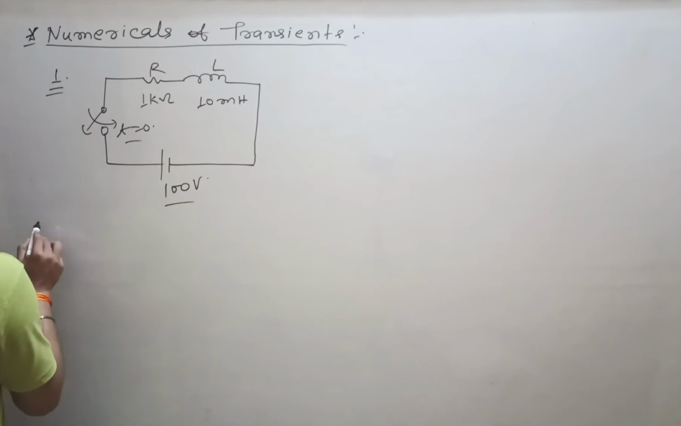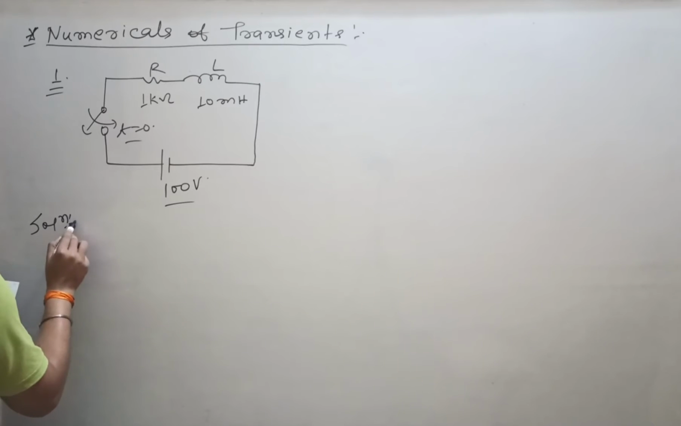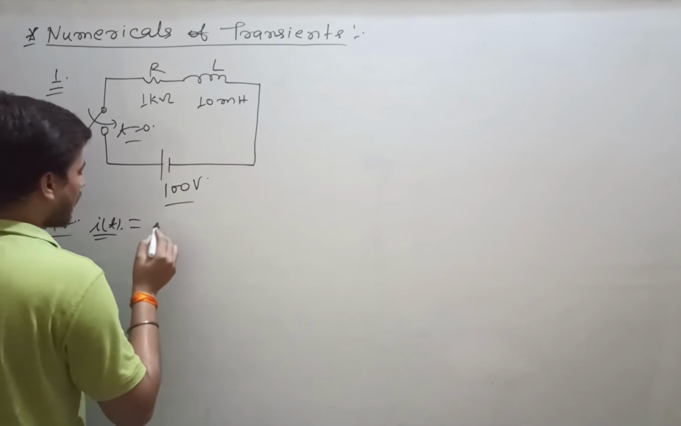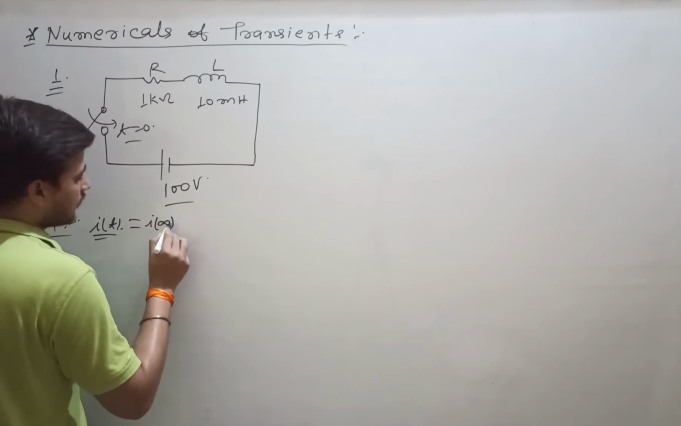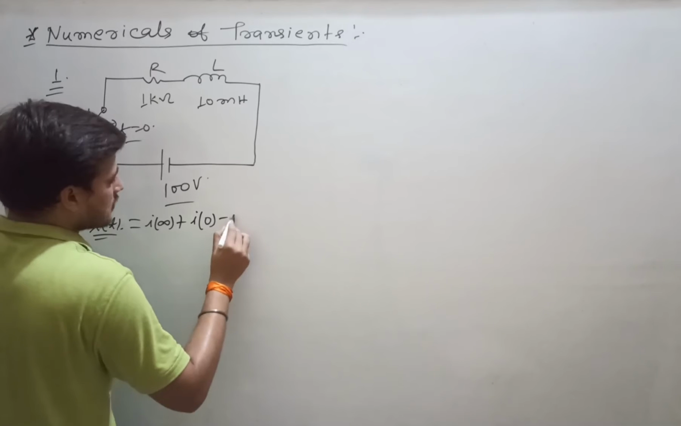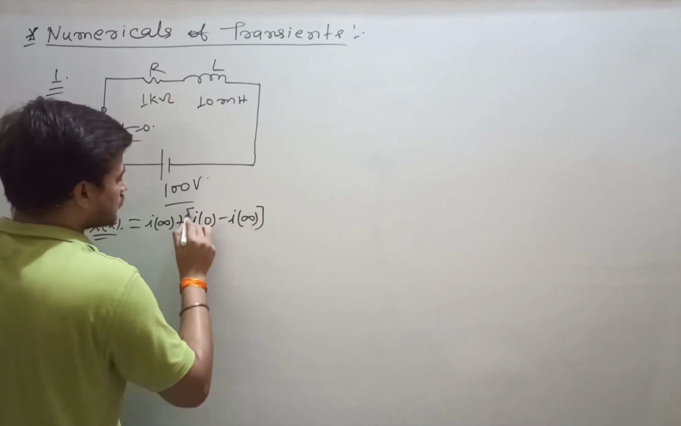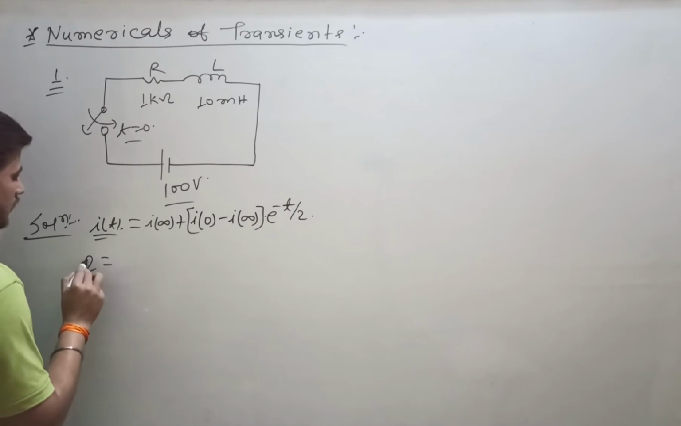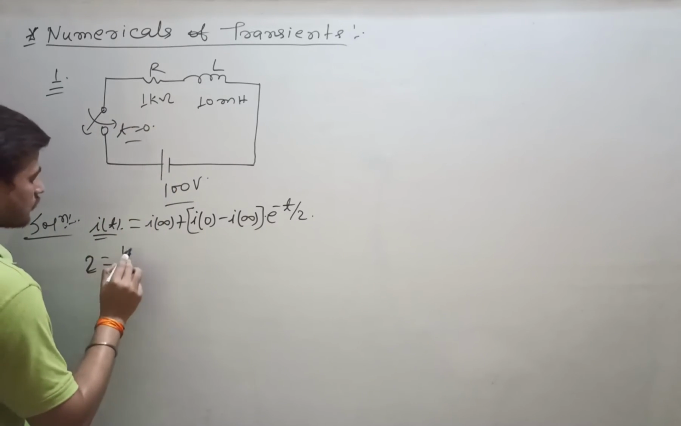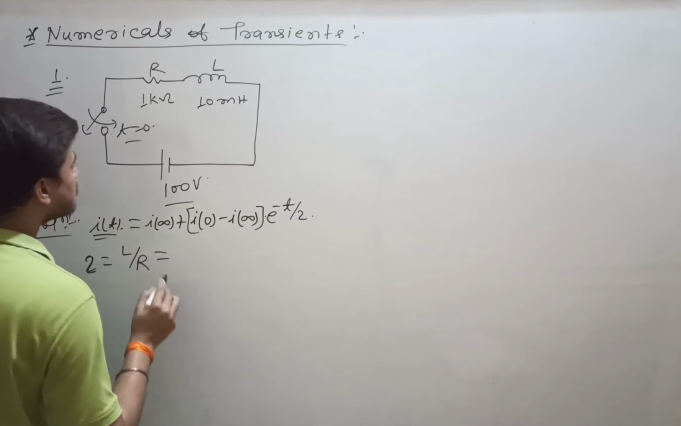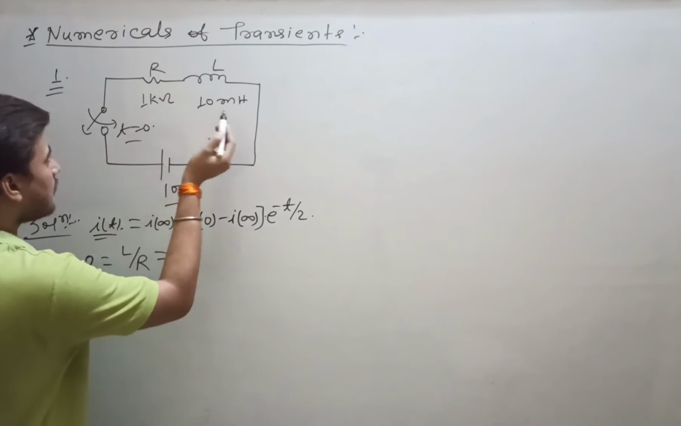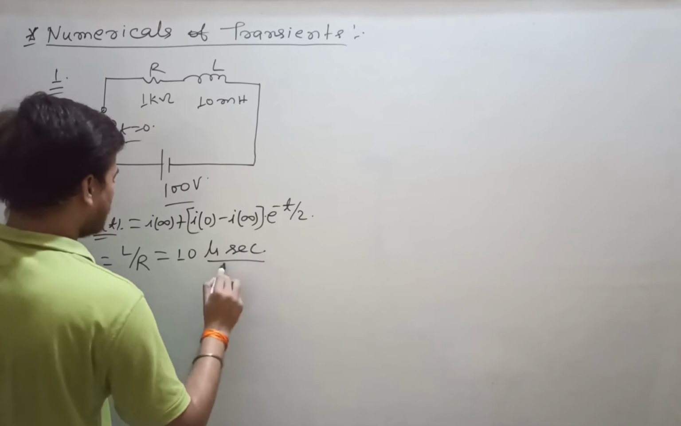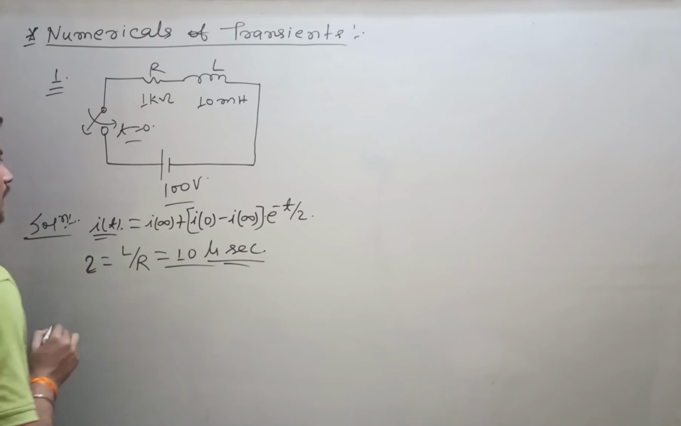So let's come to the solution. We have to write the expression for current i(t). Clear? i(t) will be written as I infinity plus I0 minus I infinity into e to the power minus t by tau. First let us write the time constant. When the switch is closed, time constant is equal to L by R. So 10 millihenry divided by 1 kilo ohm will be 10 microsecond.